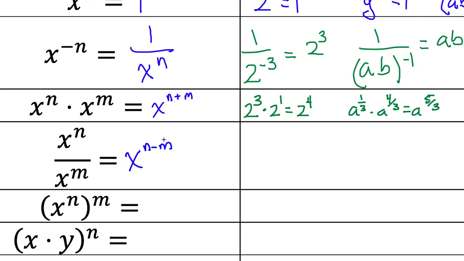I subtract the powers. So give yourself a few examples. I can have something like a to the power of 3 divided by a to the power of 7, and that's equal to a to the power of negative 4. 3 minus 7 is negative 4. I could have z to the power of 13 over z to the power of 1, and that's equal to z to the power of 12.